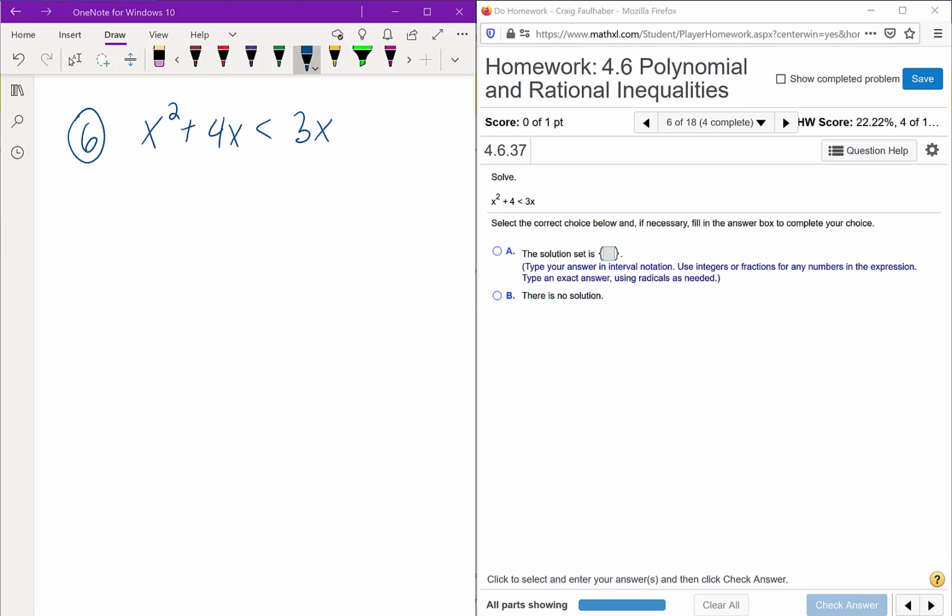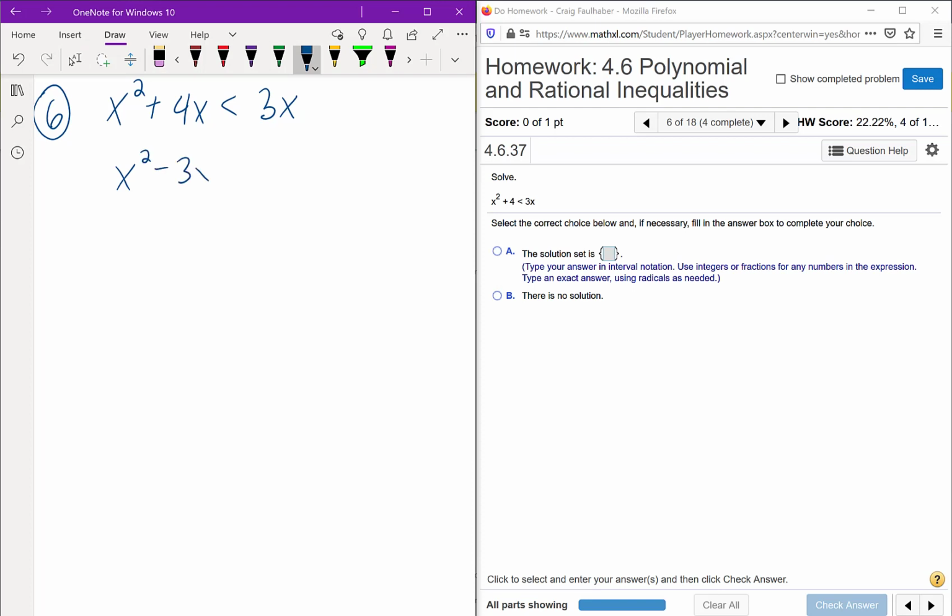Okay, I'm going to let you guys do problem 5 on your own. I'm going to skip ahead to problem 6. There's just one step of work we have to do before we can make this look like all the other problems we've done so far. It's probably best if you're solving inequalities to get a 0 on one side. So what I'm going to do is subtract 3x from both sides.